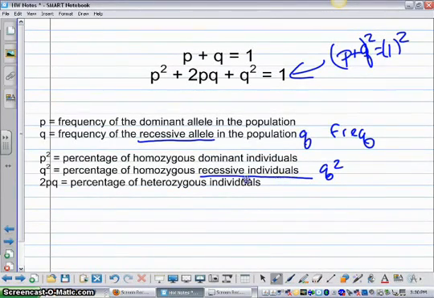So here's the deal. If they give you the frequency of an allele in a population, then they're giving you q. If they give you the number of individuals or the percent of individuals in a population that are recessive, that's q squared, and that's going to be important.